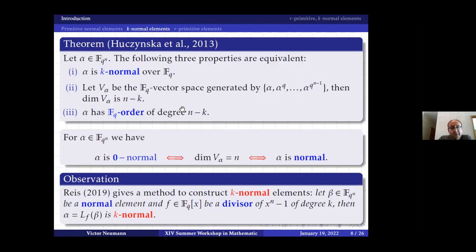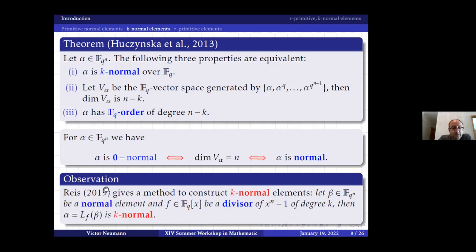And the other way to see if an element is k-normal is that the vector space generated by alpha and its conjugates is of dimension n minus k. Or we also may say that the F_q-order of alpha is a polynomial of degree n minus k. So these three are equivalent. Obviously, the first one is the best in the sense of computer calculation. For the computer, I think it's best to just calculate a greatest common divisor. But we also have these other equivalents, which are important in theory. As we said before, zero-normal is the same thing as normal.